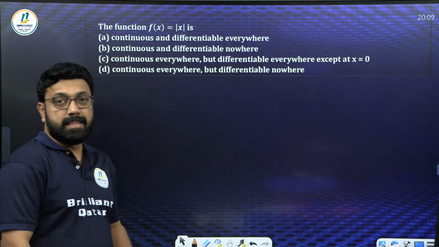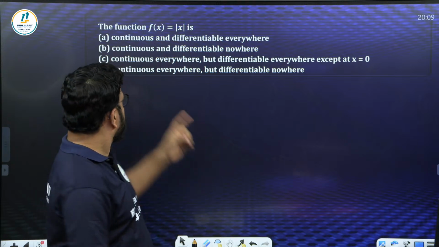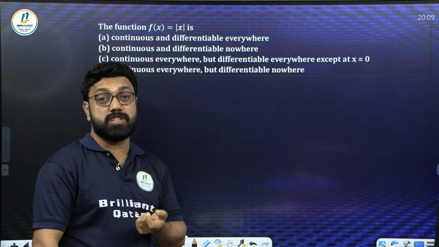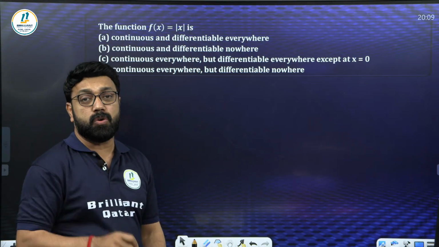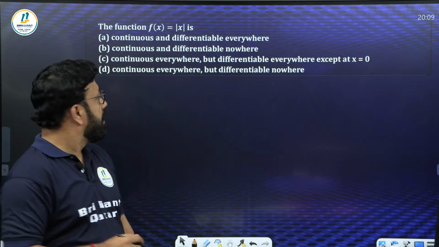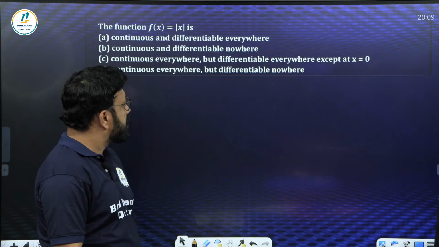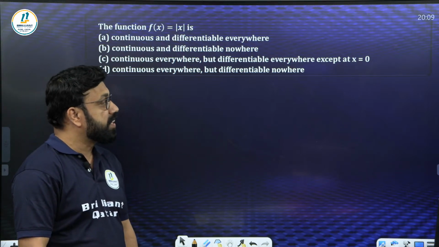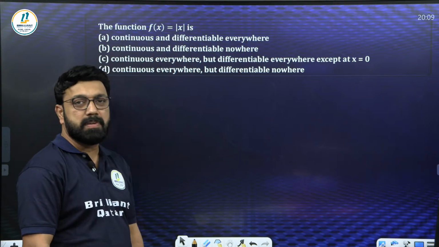See, the main part is continuity and differentiability. Here is the first question. The function f of x equals modulus of x, or absolute value of x. Which one is the right answer? First option, continuous and differentiable everywhere. Second, continuous and differentiable nowhere. Third, continuous everywhere but differentiable everywhere except at x equal to 0. And fourth, continuous everywhere but differentiable nowhere.